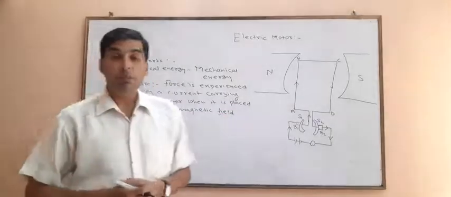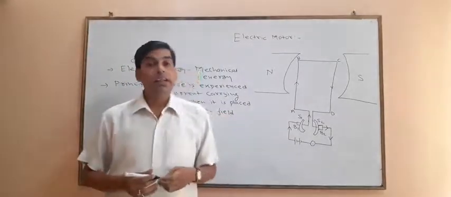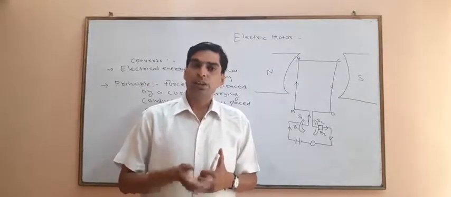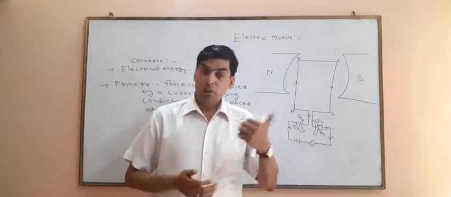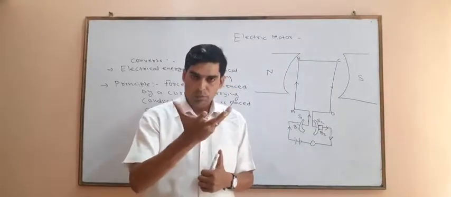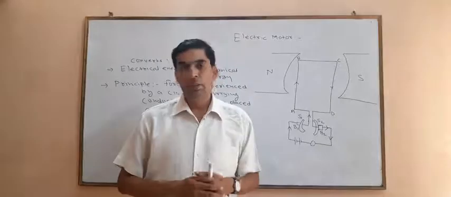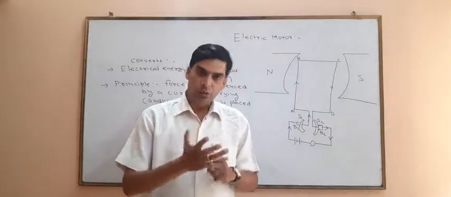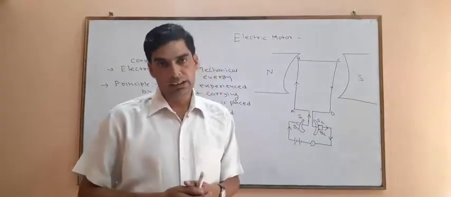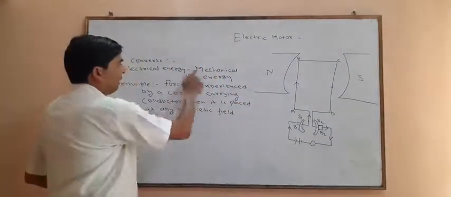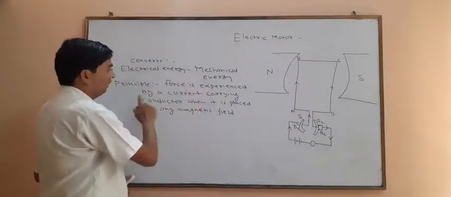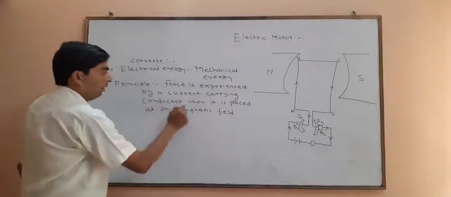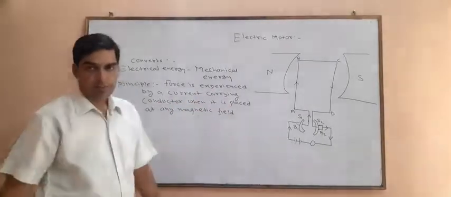Now, what are the uses of a motor? Motors are used in any type of rotation process, just like a fan. The blades are attached to the motor, so it works like a fan. In a washing machine, the drum works due to the motion of the motor. In a mixer grinder, there also the blades work due to the motor. So an electric motor converts electrical energy into mechanical energy. The principle of it is that force is experienced by a current carrying conductor when it is placed in a magnetic field.